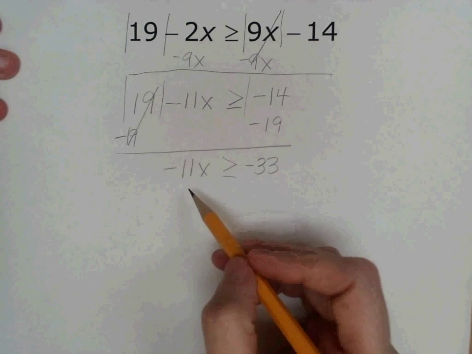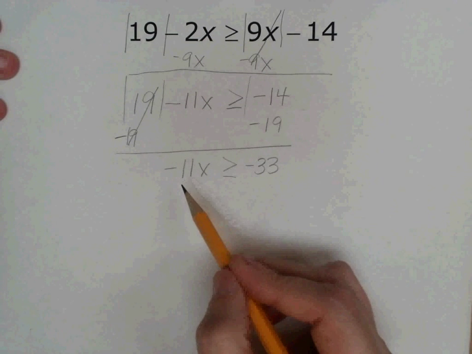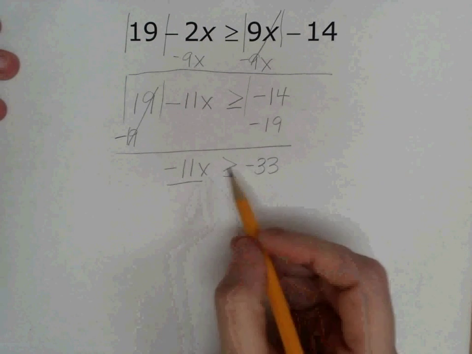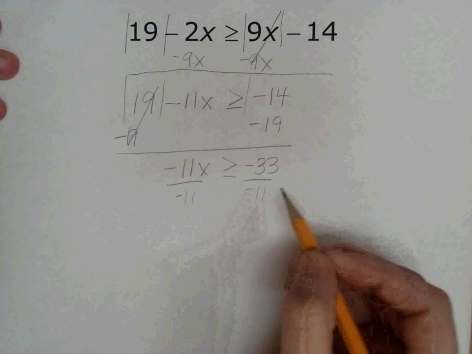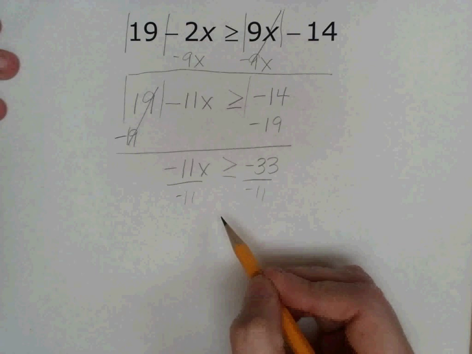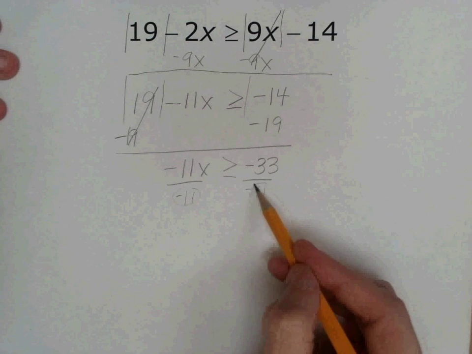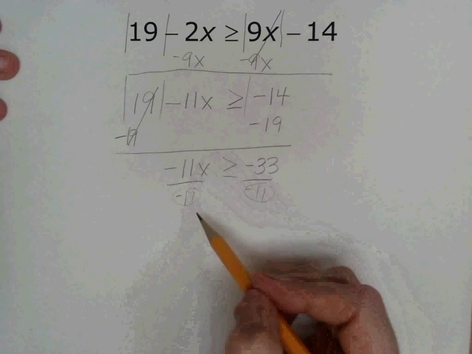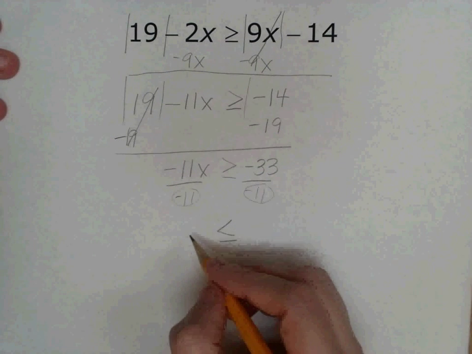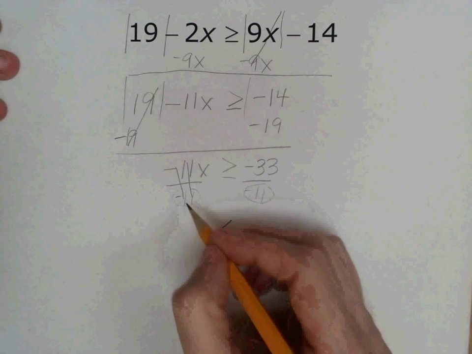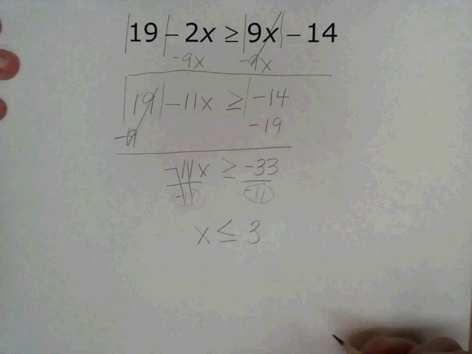Now that I've got all of my x's on the left and all of my numbers on the right, I can multiply or divide to solve for 1x. Well, since I've got negative 11x's, I'm going to divide both sides by negative 11. This is when an inequality becomes different. If the number that I'm dividing by, meaning this number here on the bottom, is a negative, then I immediately have to flip my sign, okay? And that leaves me with x less than or equal to 3.